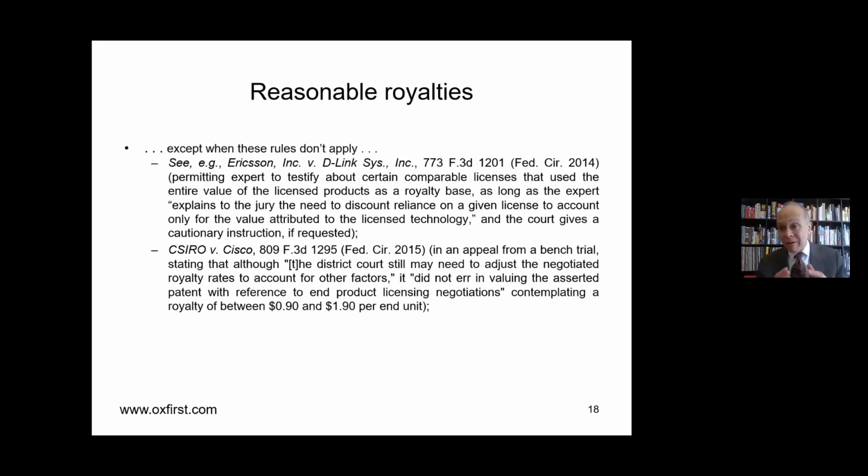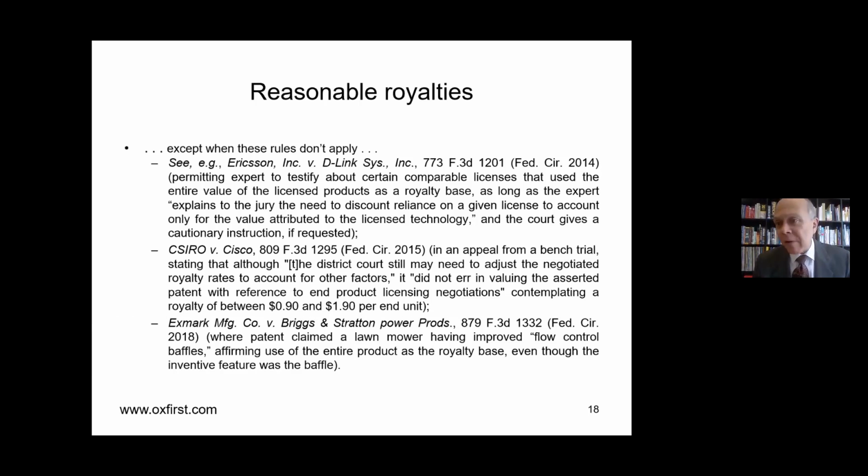So if that's what the parties themselves were assuming would be the appropriate royalty base during the course of their actual negotiations, maybe it is appropriate then to use the end product as the royalty base in crafting a reasonable royalty. At least in a bench trial, there's less concern perhaps about misuse.